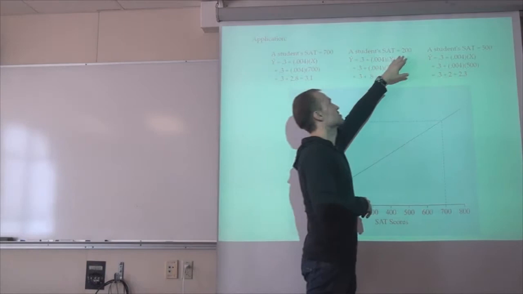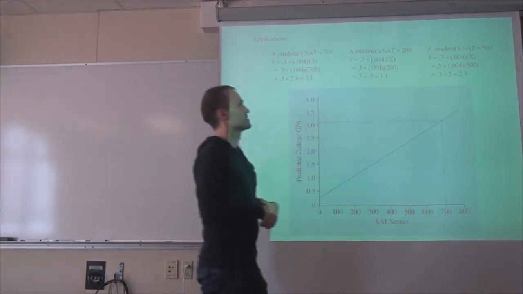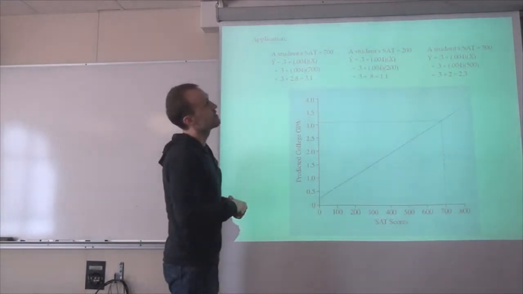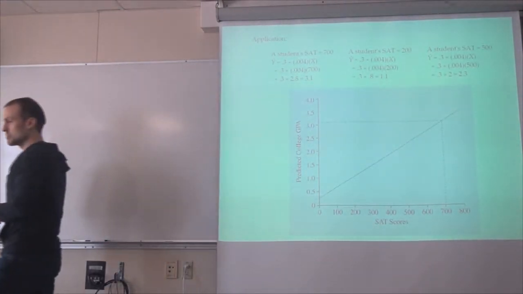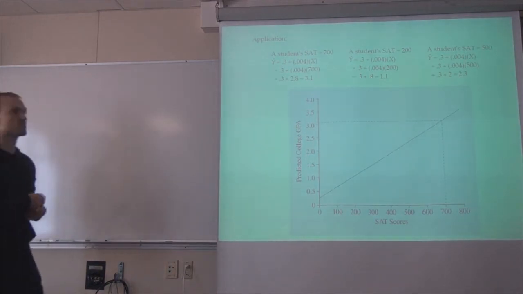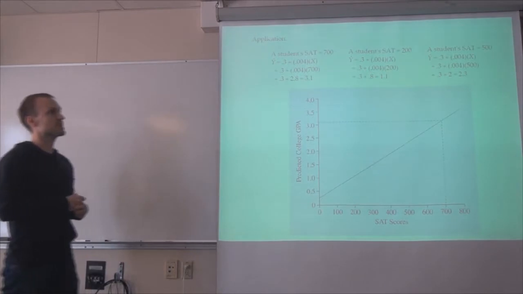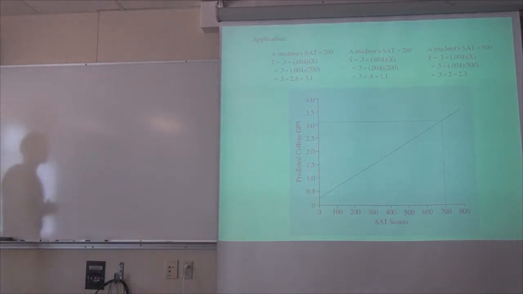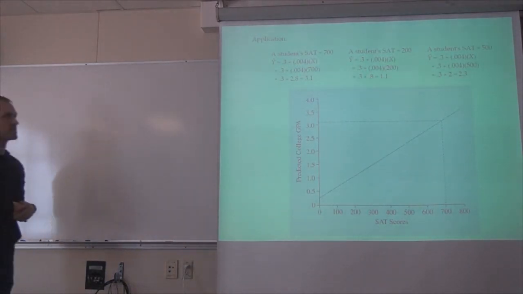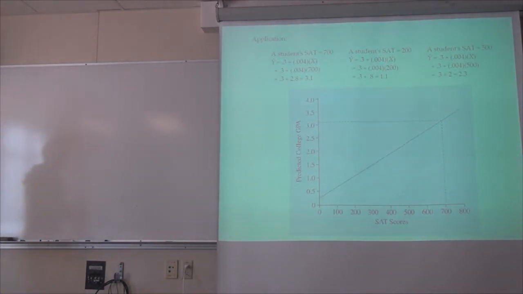If I have an SAT score of 200, that's the X value, plug it in, and I get 1.1. And for an SAT score of 500, plug that in, and I get a prediction of 2.3. I'm trying to predict the future with a future student given the SAT score, so I don't really know what's going to happen until I actually see what the student does.